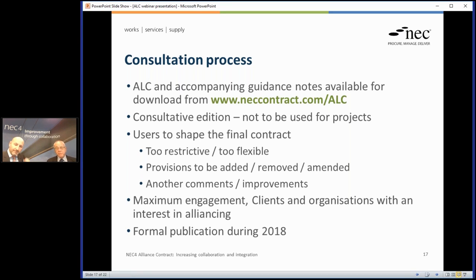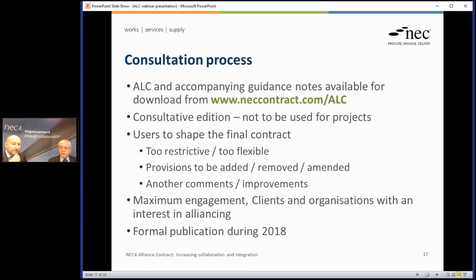I think we've given a bit of a feel now as to what's involved in the contract, how it runs, and part of the purpose of this process was also to help people out here to decide whether or not they think they can make a useful contribution to the consultation process. So the process is this. The contract itself can be downloaded.